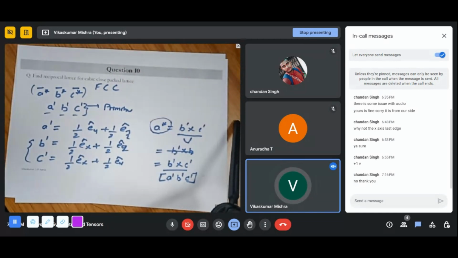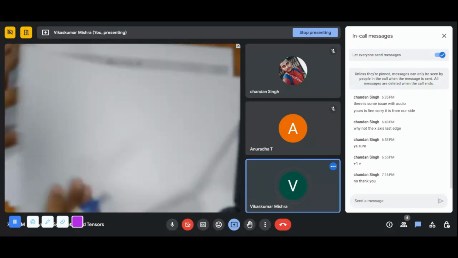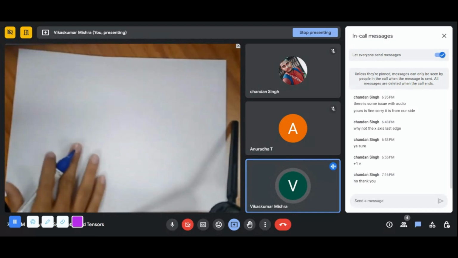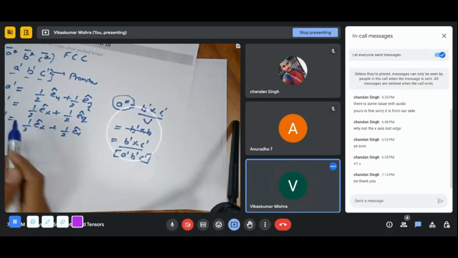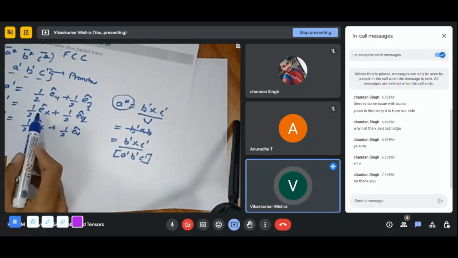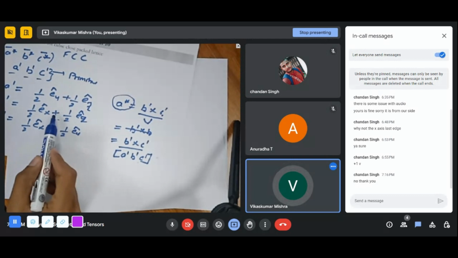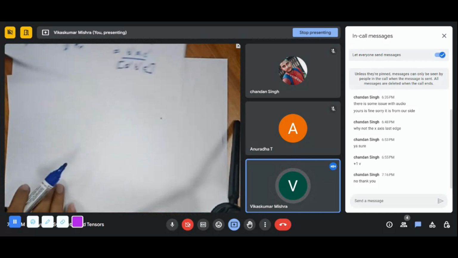Let me take another page. Okay. So now the first thing we need to find over here is b cross c. And we know that with b, no e_y cap is associated. Only 1 by 2 e_x and 1 by 2 e_y. So let us write it.